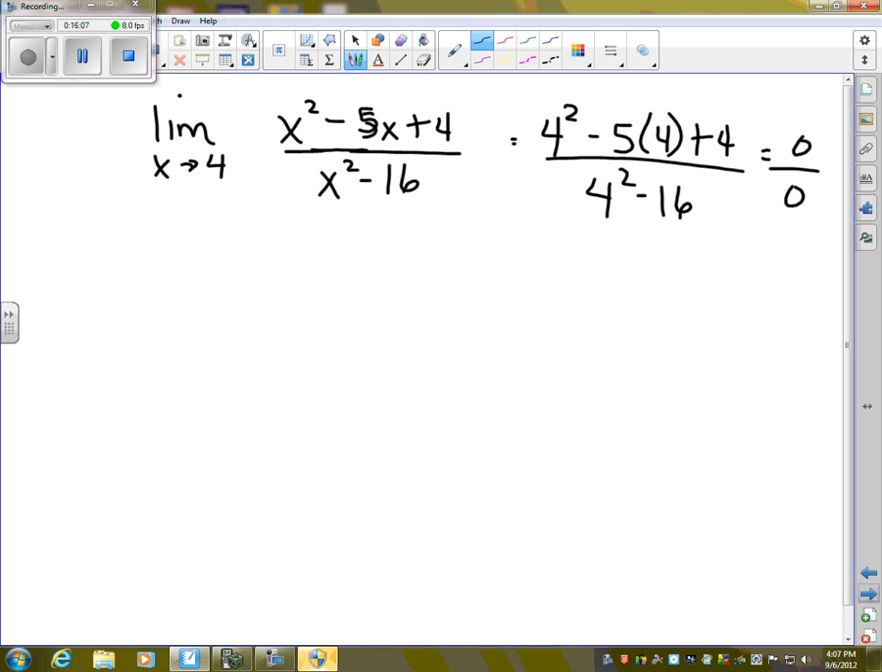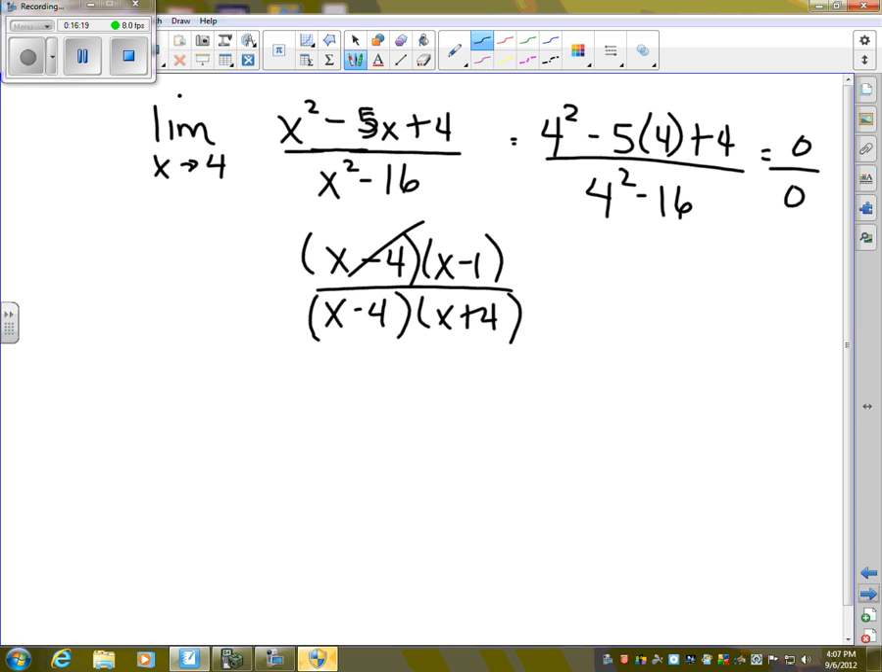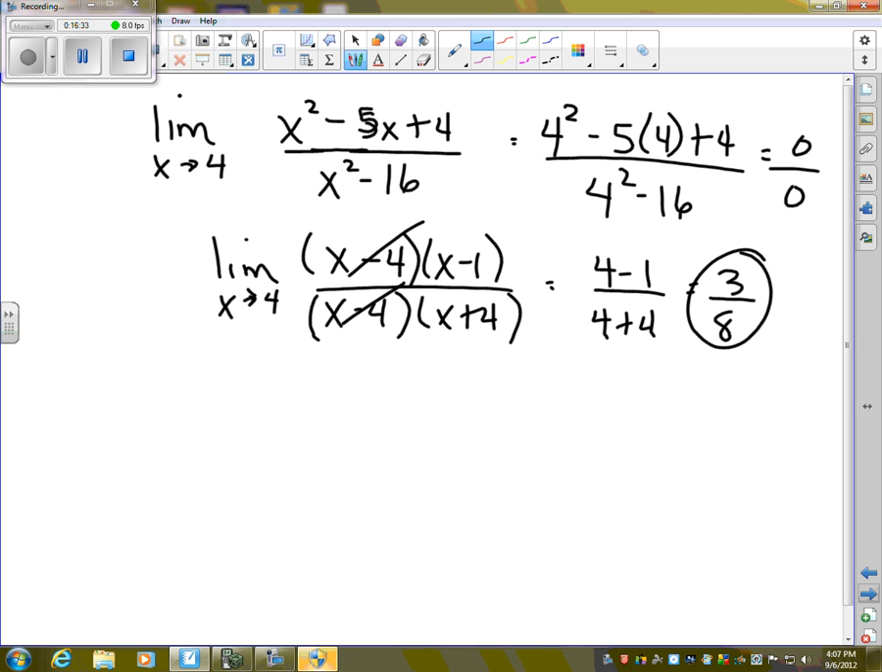And our rule was that when we get 0 over 0, we try to factor and see what happens. So we got x minus 4, x minus 1, over x minus 4, x plus 4. Those canceled. And then we just went back and put in 4 to what was left. So if I put 4 in, I get 4 minus 1 over 4 plus 4. So that's 3 over 8. And my answer was 3/8.